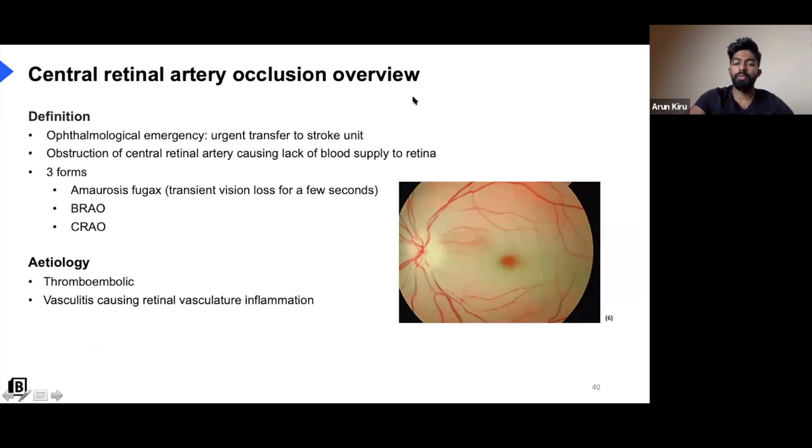Can you point out the cotton wool spots? Yep, I've done that now, so great. So why do cotton wool spots go? Great question. It's basically where you get nerve fiber layer of the retina leaking out. So you think about it, you've got a blockage. The retina past the blockage isn't going to get blood, so therefore it starts to kind of leak out. So that's what it is.